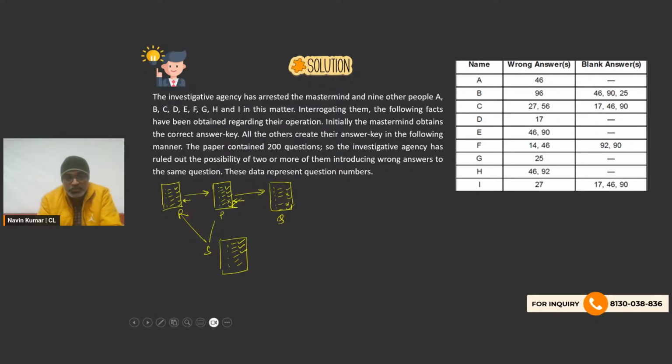So he's confused. Let's say for question number 4, the correct option was option A. P changed it to B. So when S is looking at both the sources, he's like, this guy has marked option A, this guy has marked option B, I do not know which one is the correct one. So what he does is he leaves it blank and copies everything else as such. So basically, if somebody has no answer wrong, but there is a blank, it means that person must have copied from two people like these.